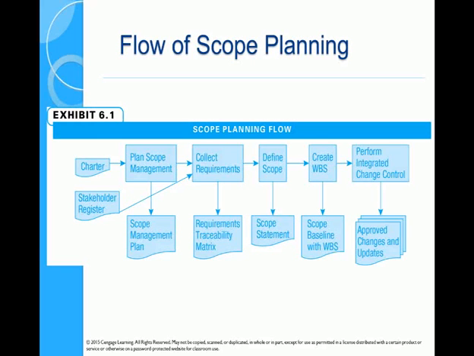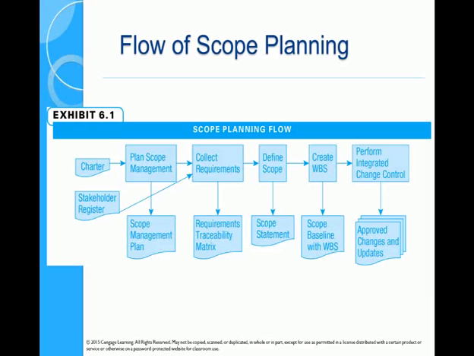There's two key inputs into the scope processes. They are the charter. The project charter sort of gives an overview of what the project should complete, and the second thing is the stakeholder register. These tell you who your stakeholders are and what their interests in the project are. This is useful because you still need to consult them on exactly what attributes or features they're looking for in the product.